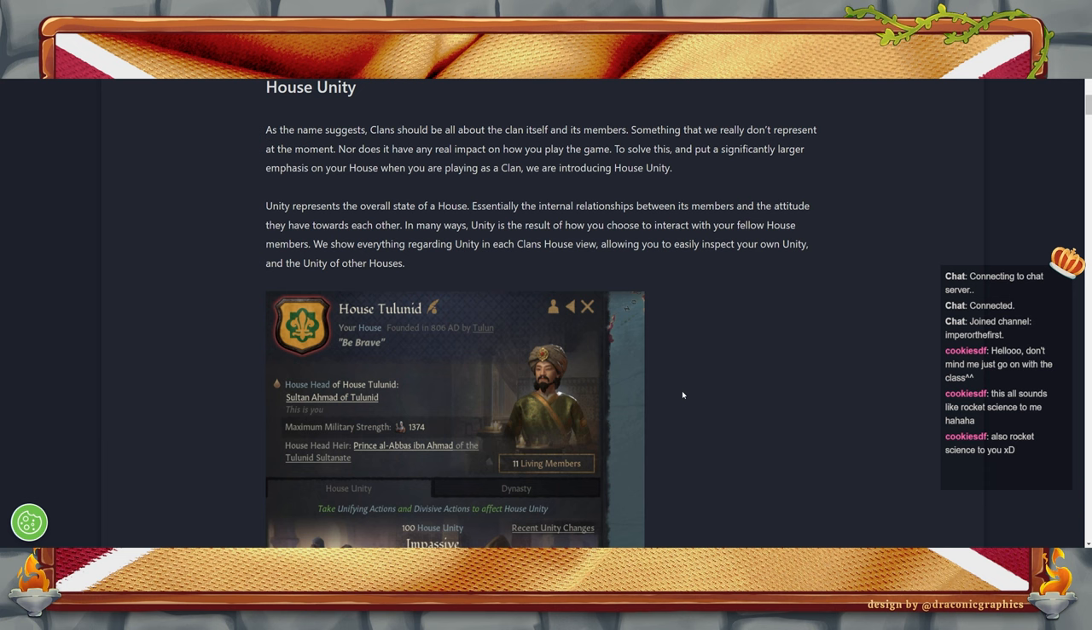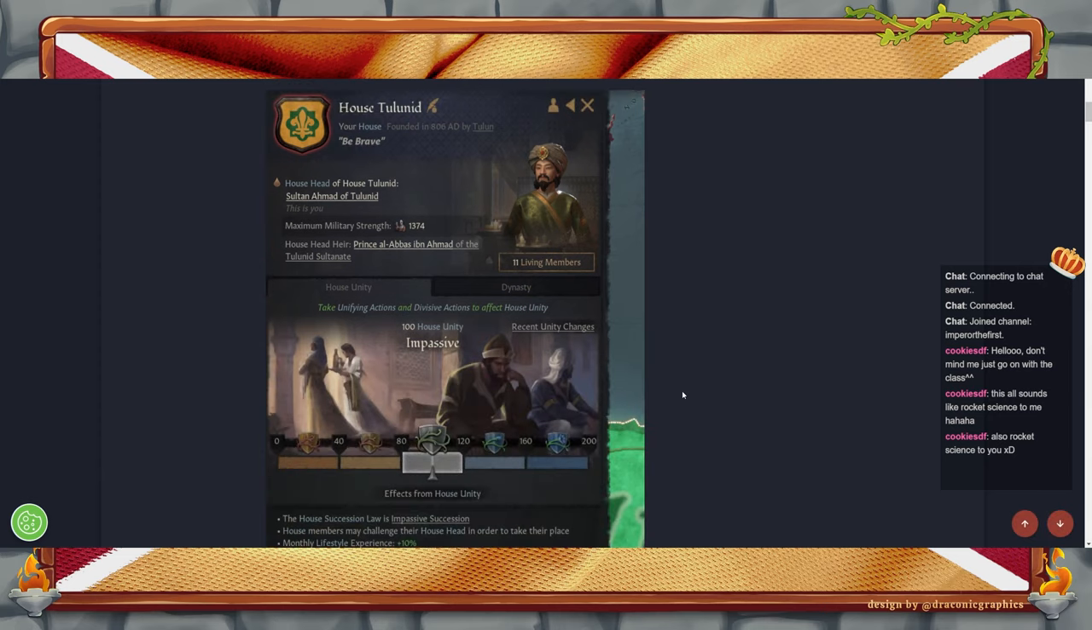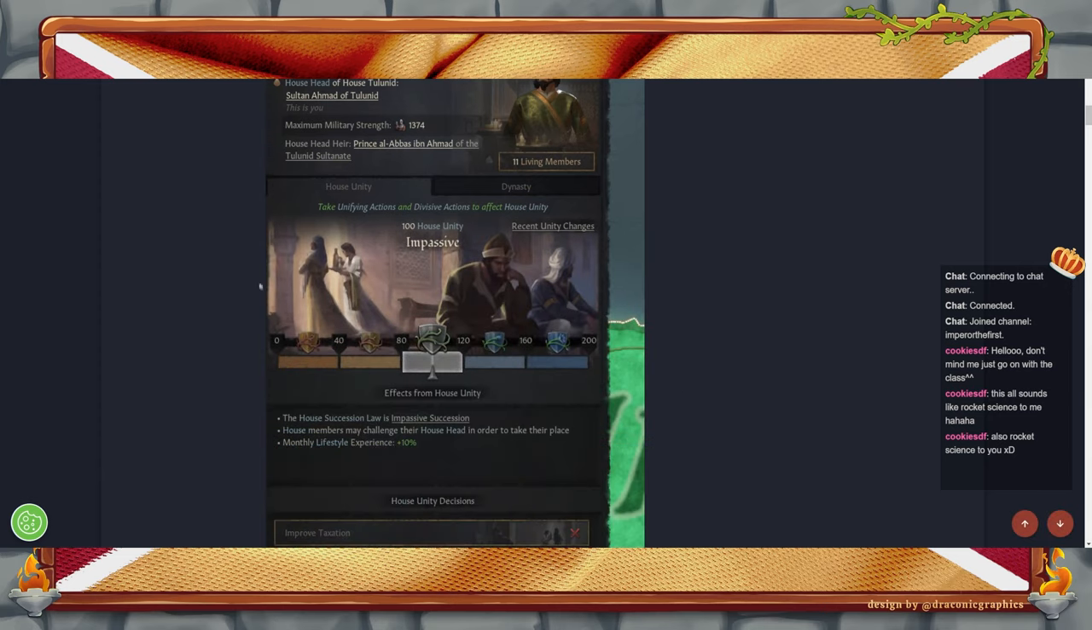In many ways, unity is a result of how you choose to interact with your fellow house members. We show everything regarding unity in each house view, allowing you to easily inspect your own unity and the unity of other houses. Okay, so we get this new tab here, which has you. I like the art. I mean, at the very least, you can appreciate the art. While this here is a 3D character, you got all this very nice background art here. I like that. That's looking good.